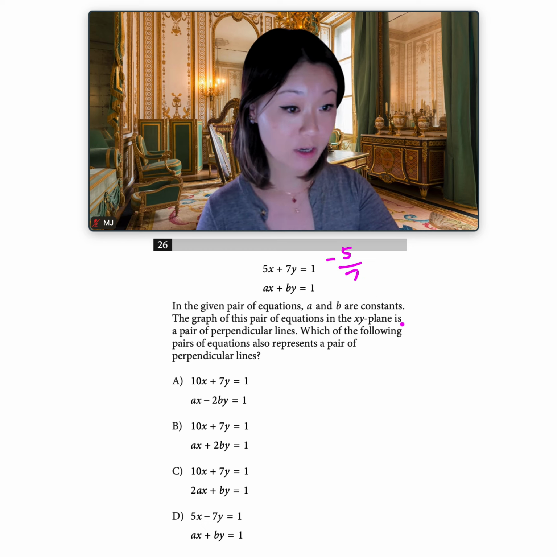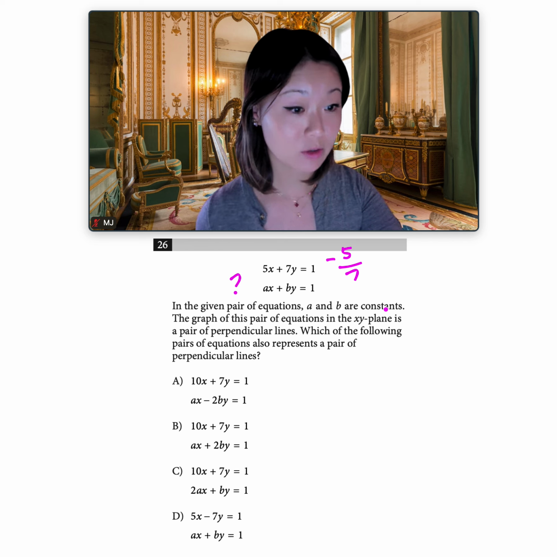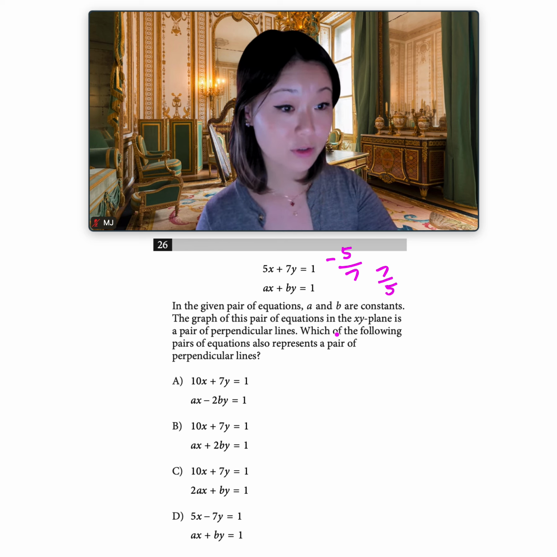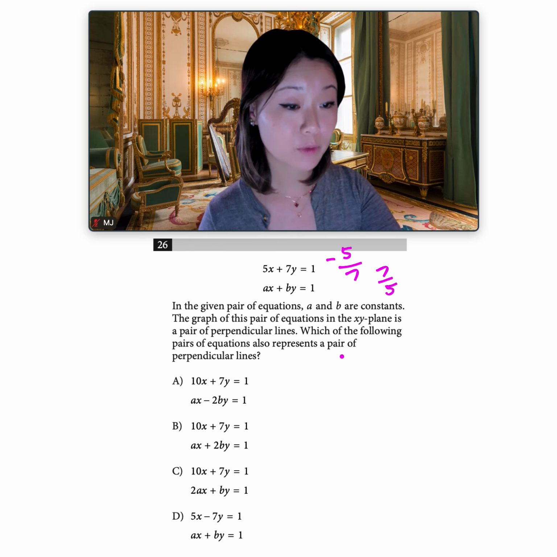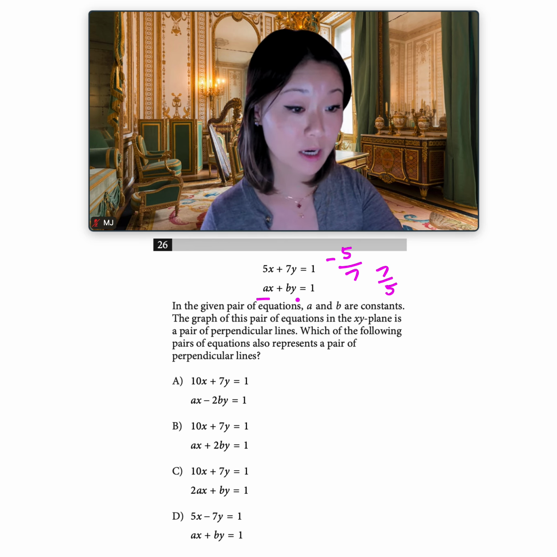And now applying the knowledge that you just gained, what would be the slope of this one if it's perpendicular? So you're going to flip the sign. So in this case, it's going to be positive 7 over 5. So now A and B are said to be constants. There are several possibilities here, but you can just pick whichever one works for A and B.